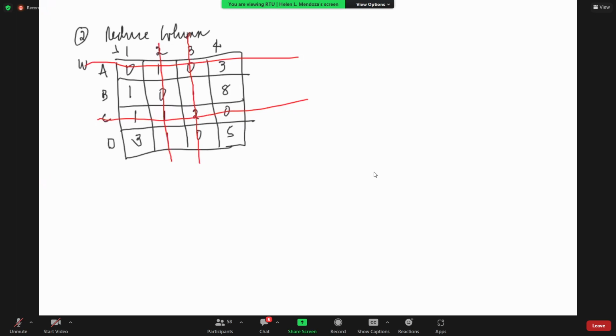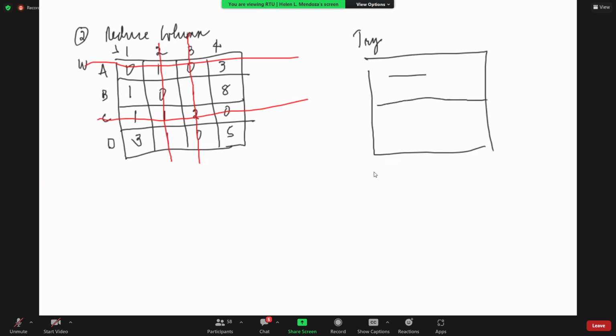Try lang, try. So let us try. Kasi 4 na siya, di ba? 4 ang pula, 4 din ang workers. Pwede ka na mag-try. Pero halimbawa, 3 lang yung red lines, hindi ka pwedeng mag-try. Kung pareho na silang 4-4, pwede ka nang mag-try.